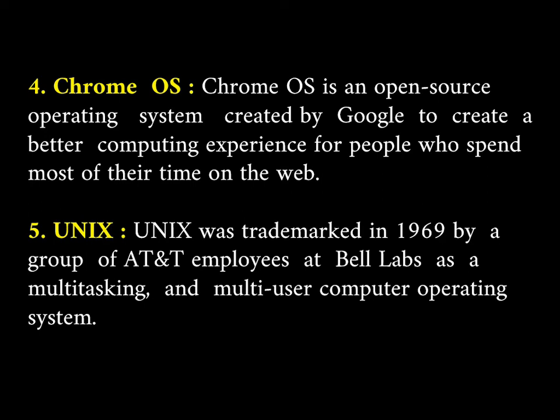But multi-user means that at a time more than one user can work on that operating system. Windows is not multi-user. So Unix is a multi-user operating system. More than one user can work at a time. That is called multi-user, and Linux is also the same.